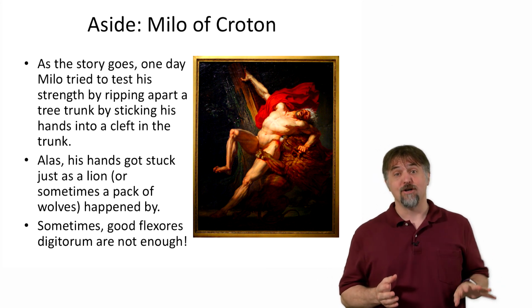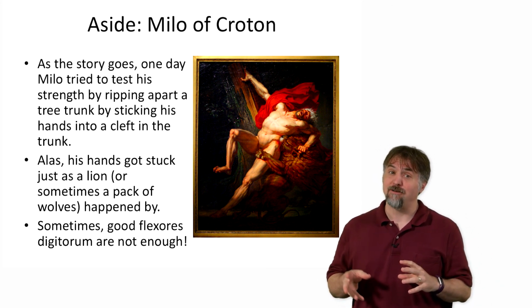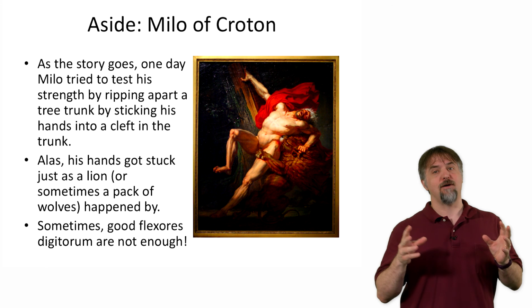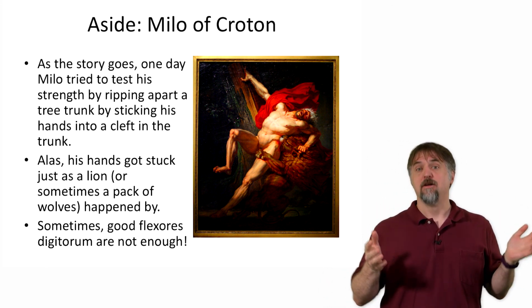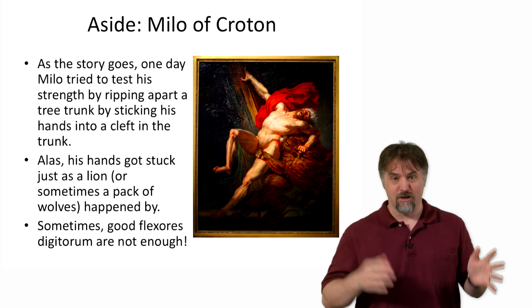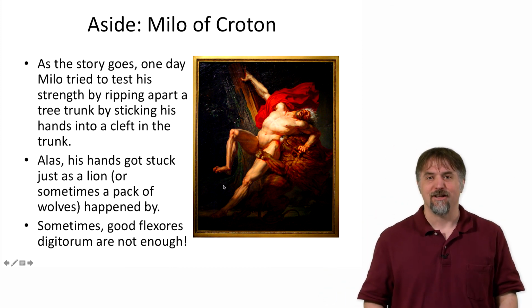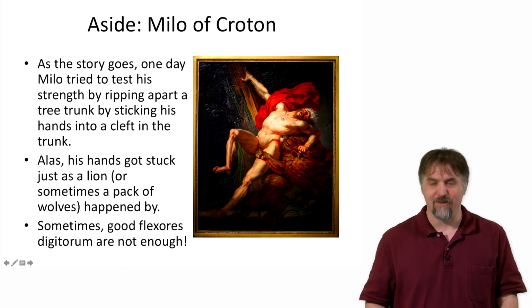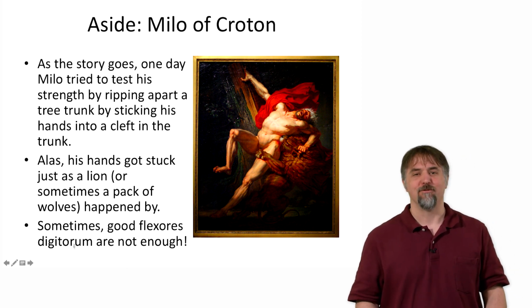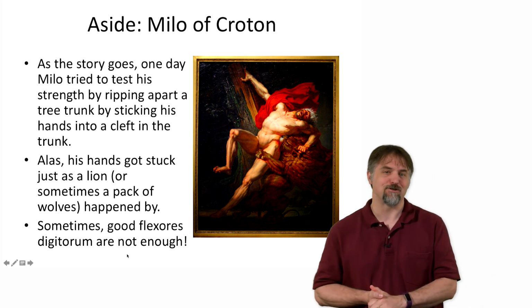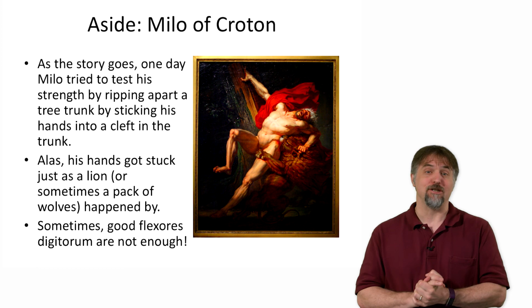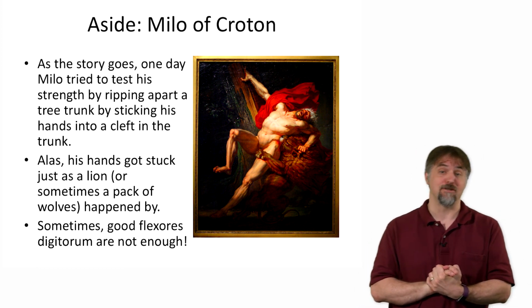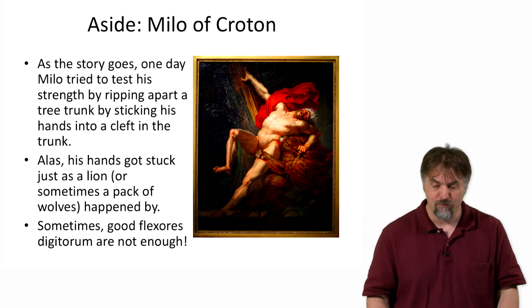And depending on which version of the story you read, sometimes it's a lion, sometimes it's a pack of wolves, but some wild beast happened by and everybody else ran away. And there was Milon with his hand stuck in the tree. And I found this nice painting that tells you how the story ends. Here's the lion, here's Milon, and that's the end of that. So the moral of the story is sometimes having good flexores digitorum is not enough, especially if you try to rip trees apart in a region populated by lions. So I would suggest avoiding that in your future.